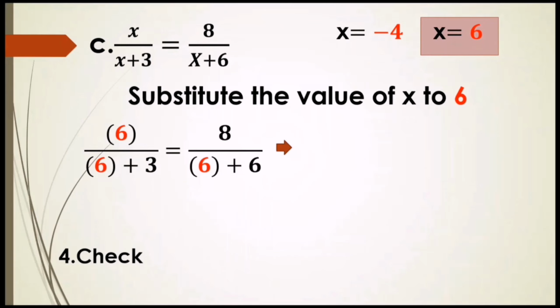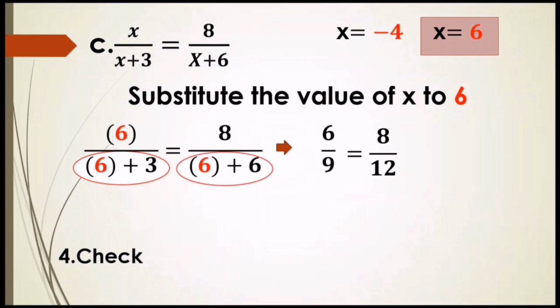Since we are done substituting the value of x into 6, we are gonna solve now our equation. 6 divided by 6 plus 3 will become 6 all over 9, and then 8 divided by 6 plus 6 will become is equals to 8 over 12. Now, as we can see, this is not the lowest form of our equation. 6 and 9 can be divided into 3. That's why 6 divided by 3 is equals to 2. And then 9 divided by 3 is equals to 3.